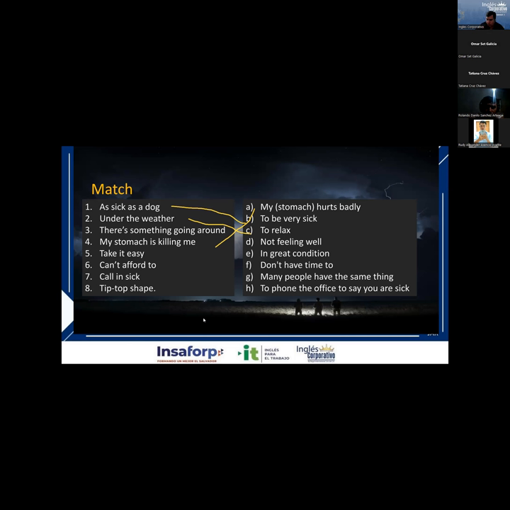¿Y la tres cuál dijimos que era? No, no la hemos escogido todavía. Many people have the same thing. Letter G. Take it easy. My stomach is killing me. Letter H, ¿verdad? Sí.